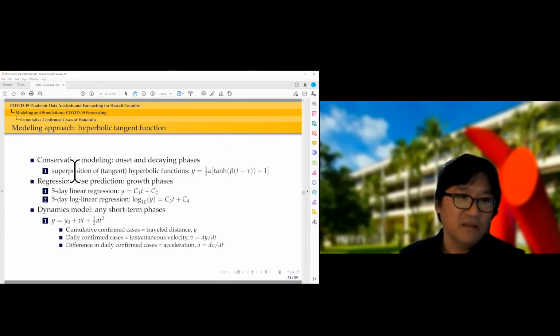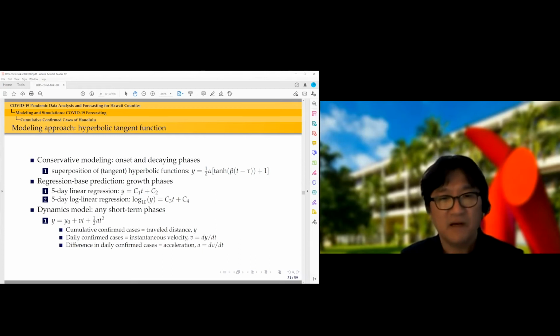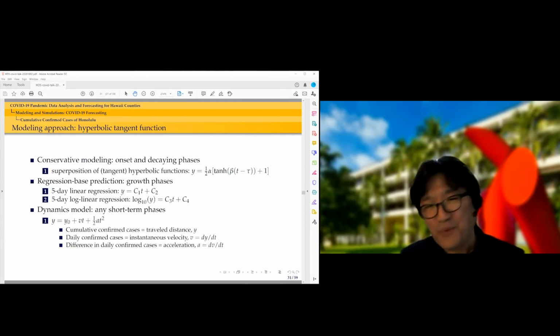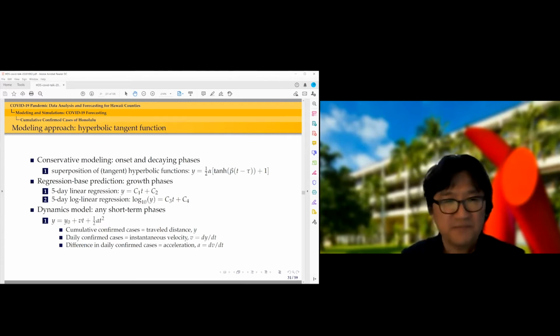When the first wave comes up, this tangent hyperbolic function works really well. And then after late July and early August, this model is not working. So I actually have to use the 5-day linear regression, or 5-day local linear regression, one of them, and it worked a little bit better. But as you know, calculating these coefficients using Excel is statistically important, however, it doesn't mean too much.